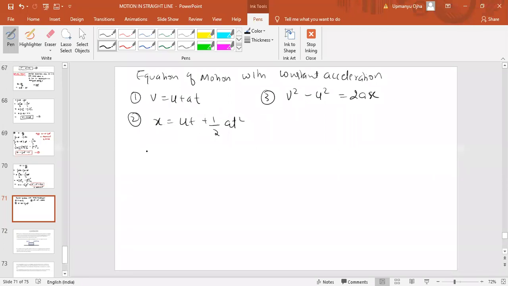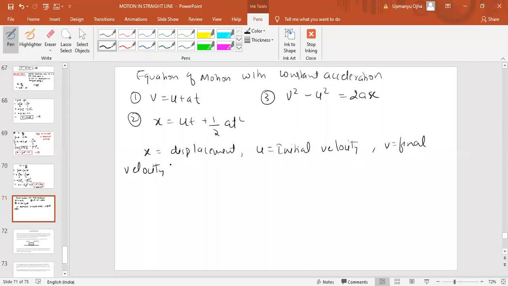X is displacement, u is initial velocity, v is final velocity, a is acceleration, and t is time taken. Okay, fine. So these are the three equations of motion.